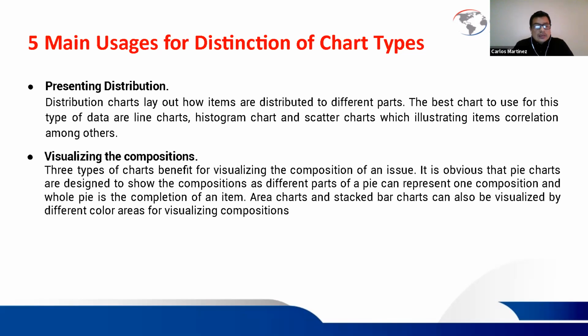Next, to visualize the compositions. 3 types of charts benefit for visualizing the composition of an issue. It is obvious that pie charts are designed to show the composition of different parts of a pie, as different parts of a pie can represent one composition, and a whole pie is the completion of an item. Area charts and stacked bar charts can also visualize composition by different color areas. So, how things are formed. For example, let's say of a pie chart, 100%, 50% is this, and then 25 is for another thing, 25 is for another, and they form the whole pie. So this is to visualize how things are composed, how things are formed.